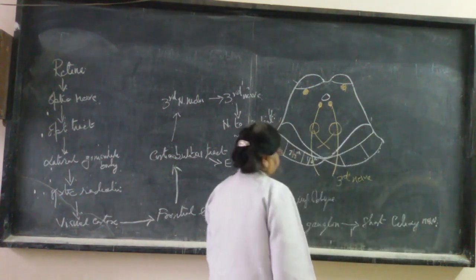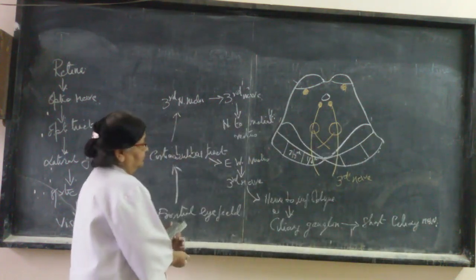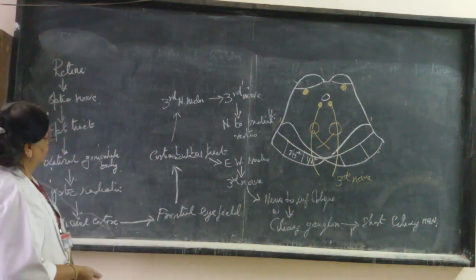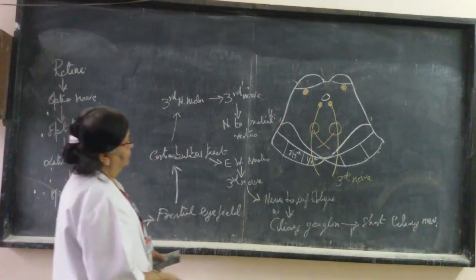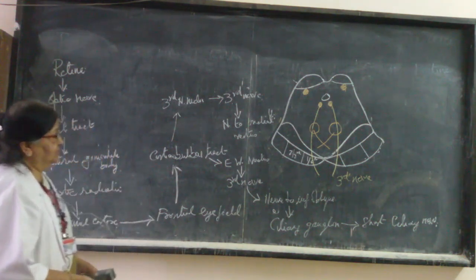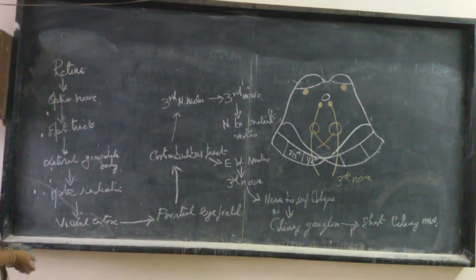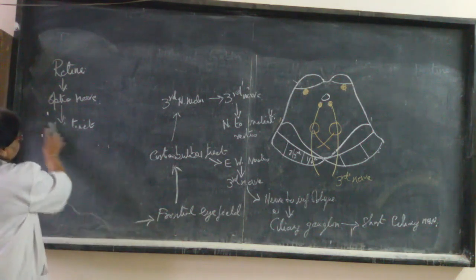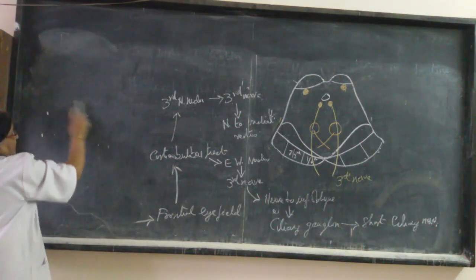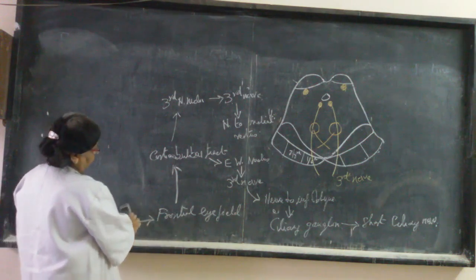The short ciliary nerves supply the sphincter pupillae muscle, which causes constriction of the pupil, and these fibers also supply the ciliaris muscle, which results in contraction of the ciliaris and thickening of the lens. In this way, we can accommodate our vision from a distant object to a near object.